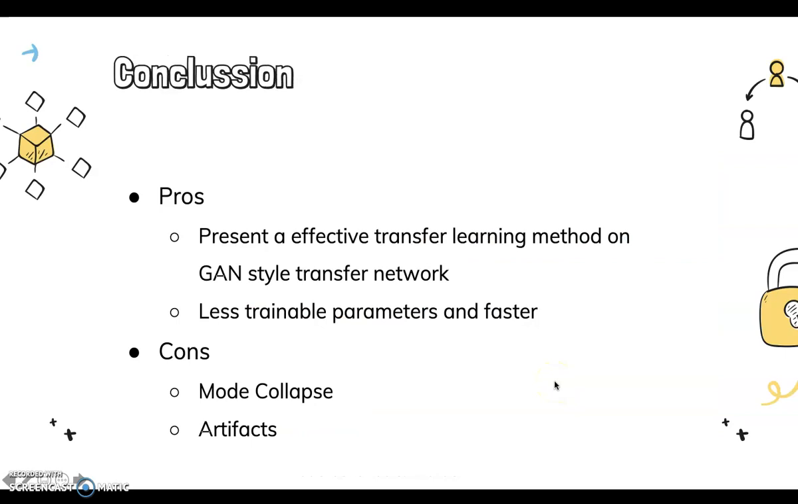To wrap up, MTL is a more effective transfer learning method on GAN style transfer network with fewer trainable parameters and faster training, but it worsens some of the GAN's problems like the mode collapse and artifacts.